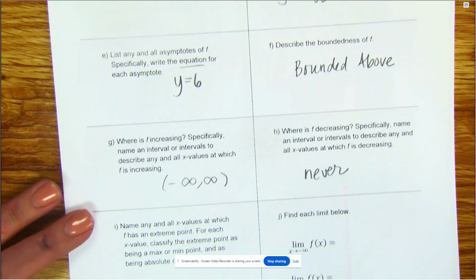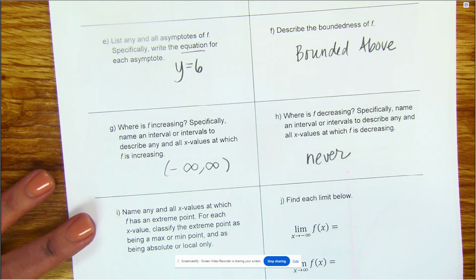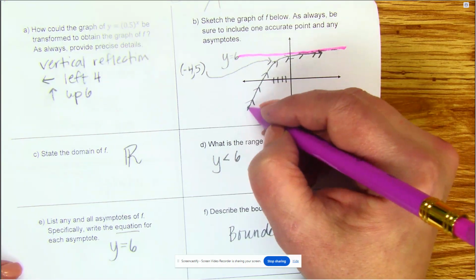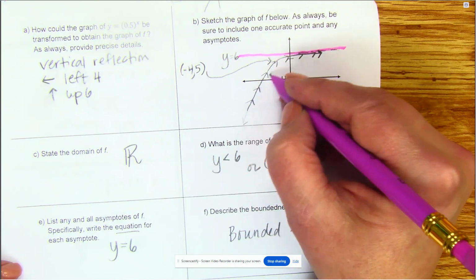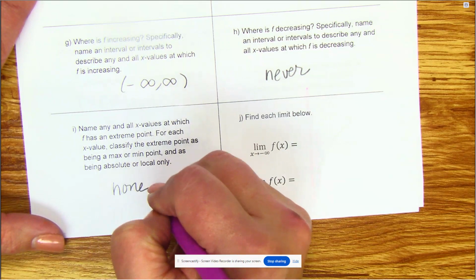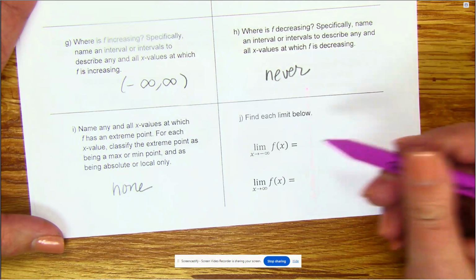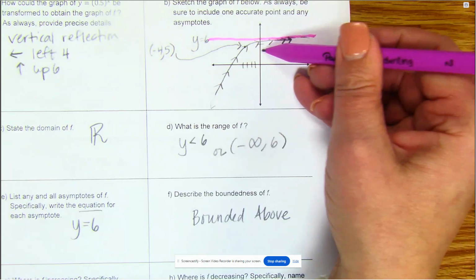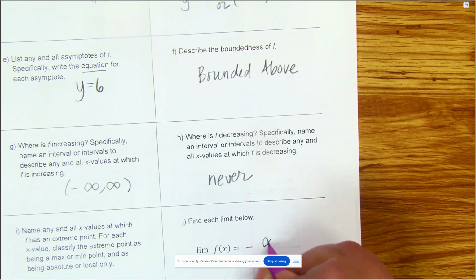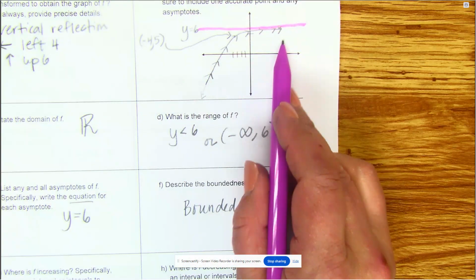Name any and all x values at which f has an extreme point. Like is there a max or a min? No. It's going down to -infinity and it's slowly approaching 6. It's always increasing to 6. So there are none. And then the limits. As you walk to the left, as you go to -infinity, where's the graph going? To -infinity. And as you walk to the right, towards +infinity, the graph is approaching 6.